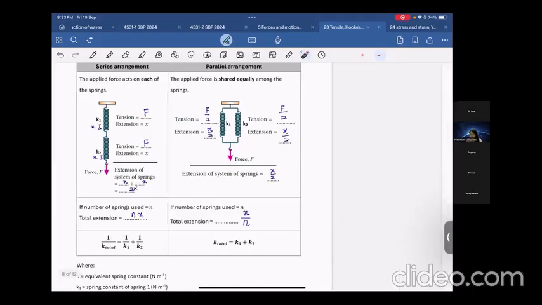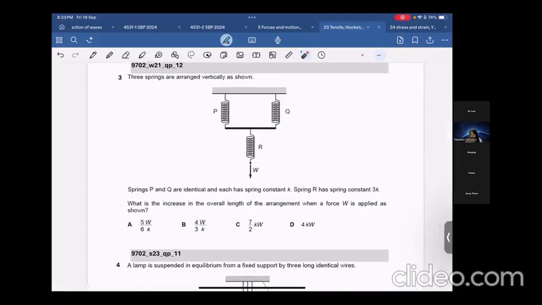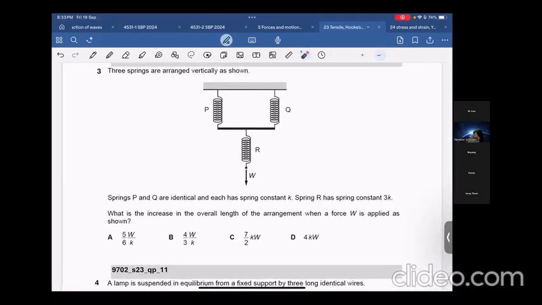Okay, Dana, no idea? They want to know the increase in the overall length of the arrangement. Okay, when the force is W, so this one is overall total extension, total force. So you have to know what the total spring constant is.